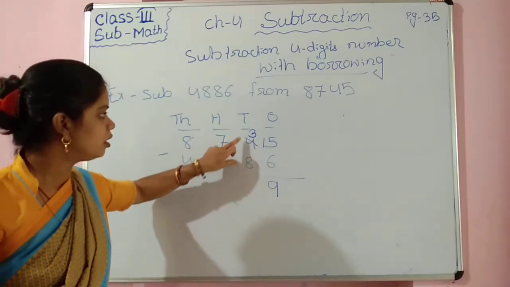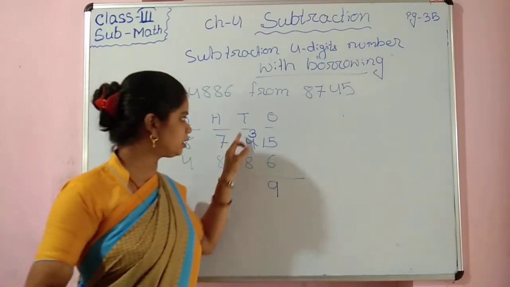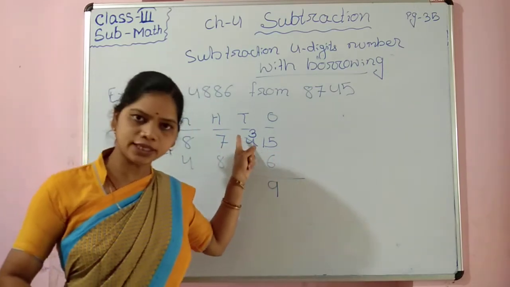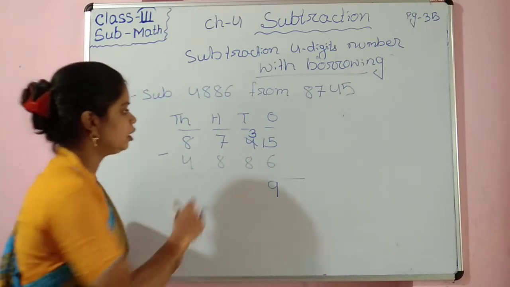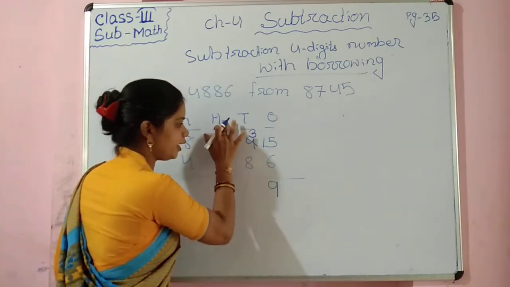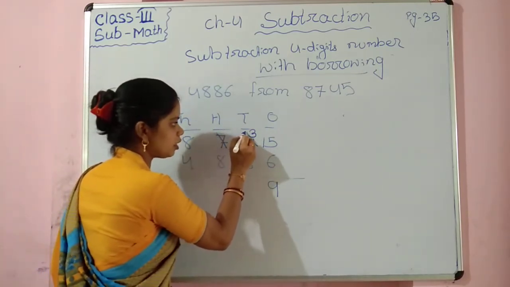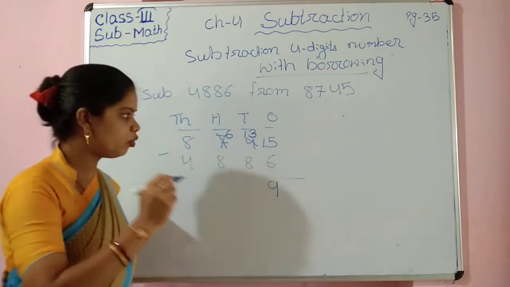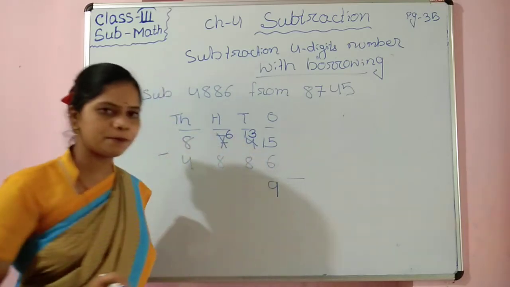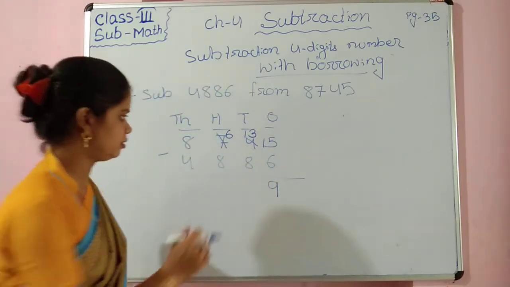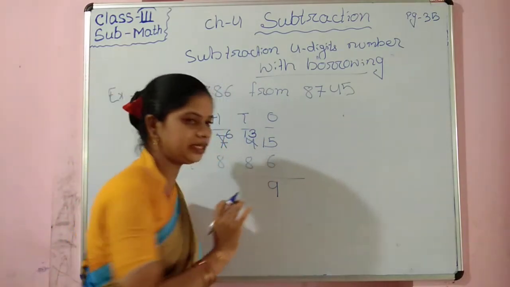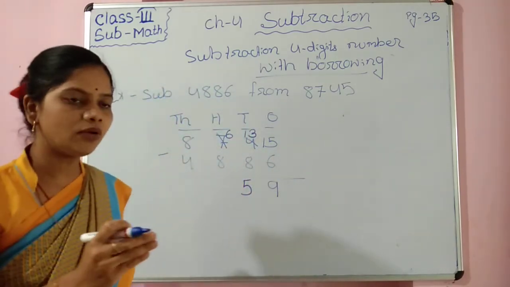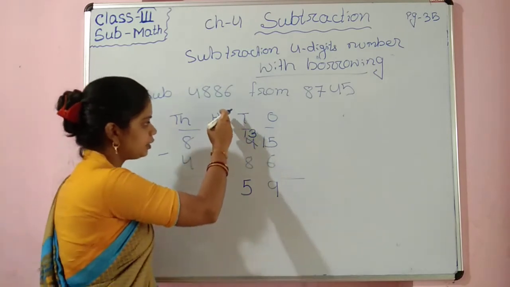Then the tens column. Here 3 tens and 8 tens. We cannot subtract 8 tens from 3 tens, so we borrow 100 from the hundreds place. Here 1 is borrowed, here is 6. 13 minus 8 is 5. You write 5 in the tens place.